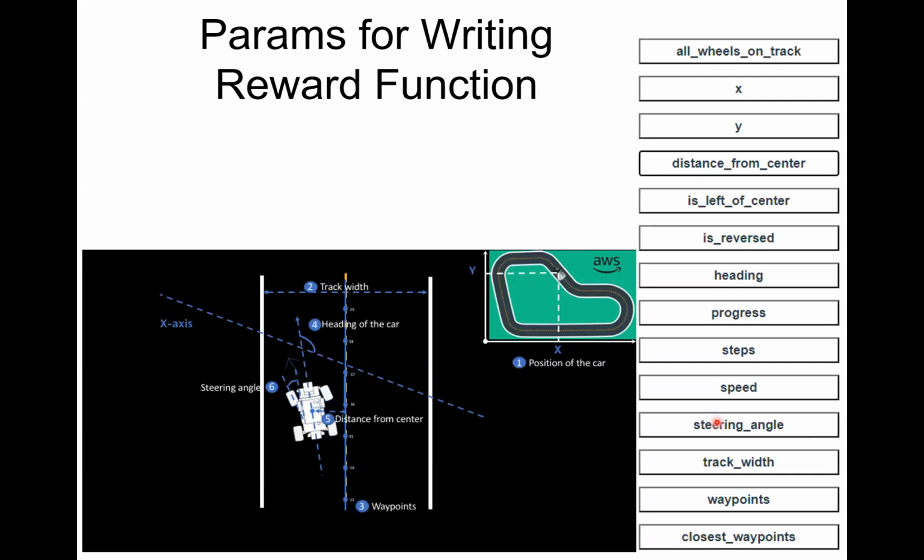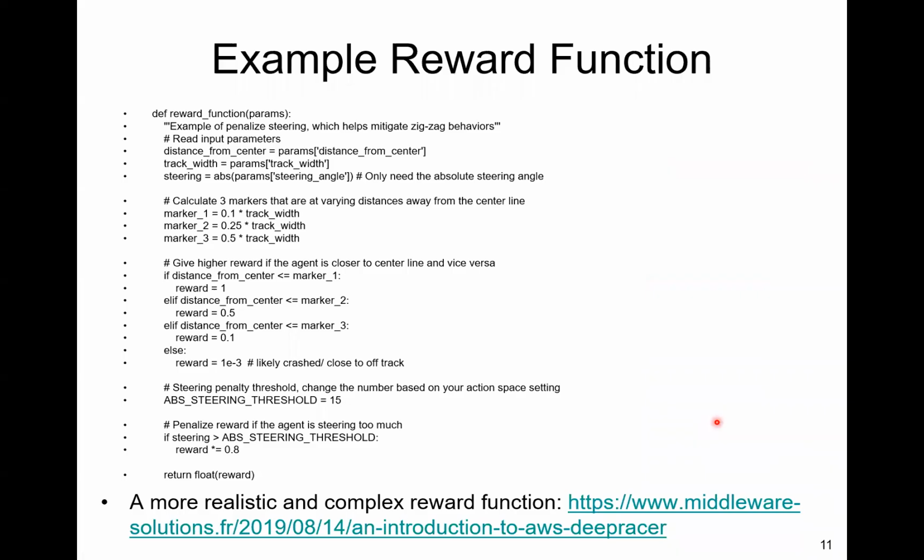So reward functions can get very complex. We saw an example before, penalizing too much steering and trying to stay close to the center line and so on.